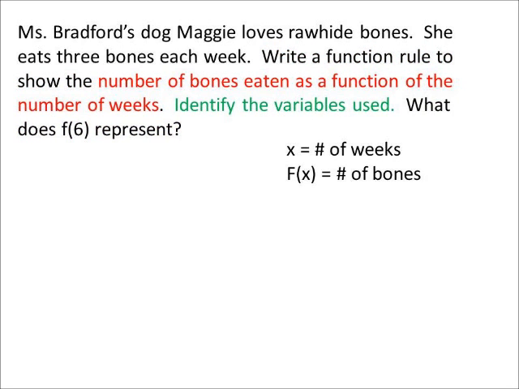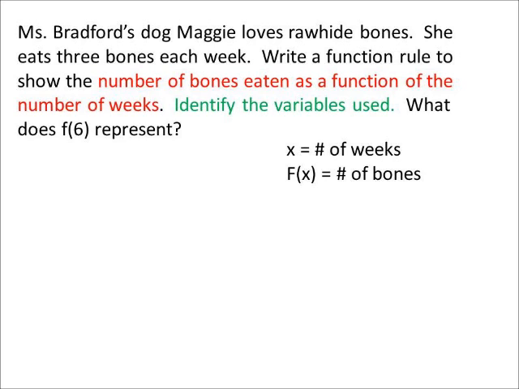Let's look at the second step first. Before we can even write a function rule, we have to figure out what the variables we're going to use represent. So remember, with the function rule, instead of looking at x and y, we're looking at x and f of x. So x is our independent variable, f of x, which is in place of our y, is our dependent variable. So if you look at the sentence with the directions for the function rule, it gives you a hint as to what your variables should be.